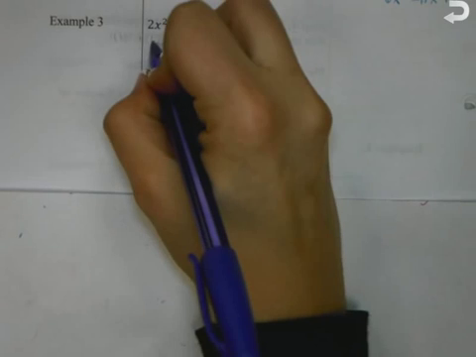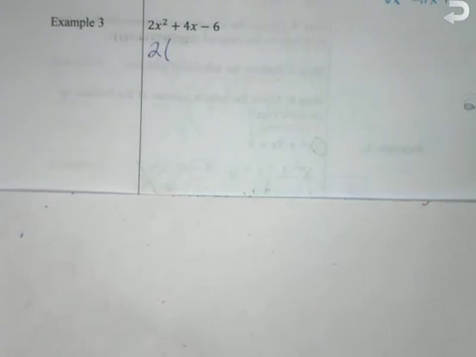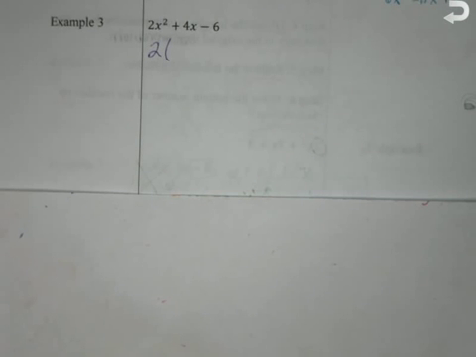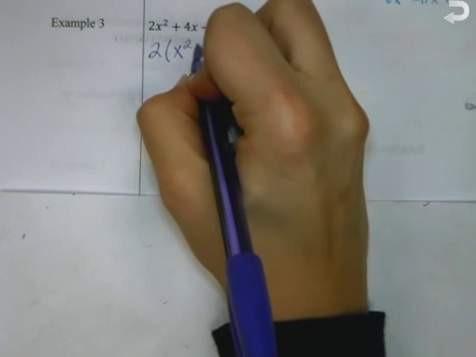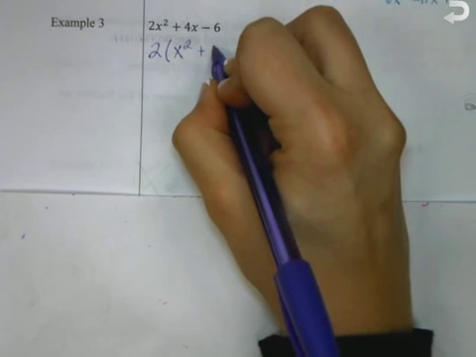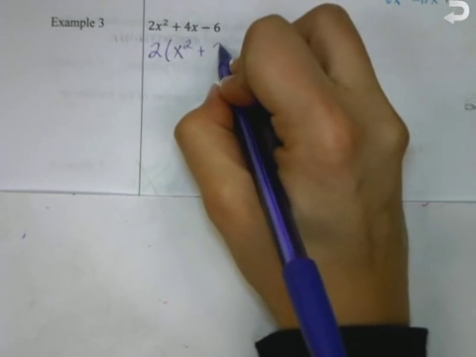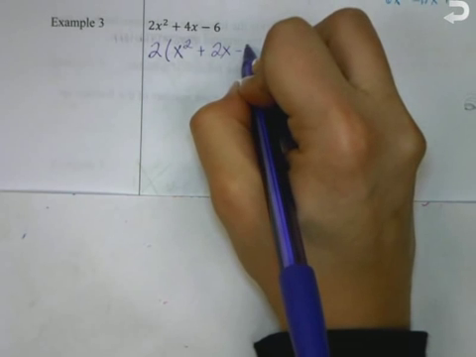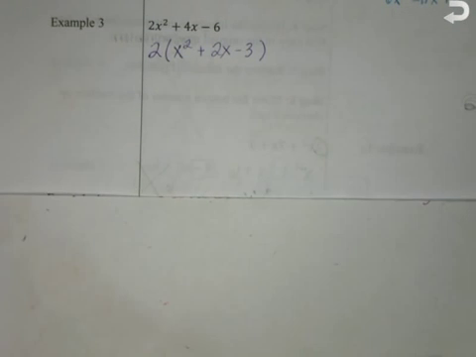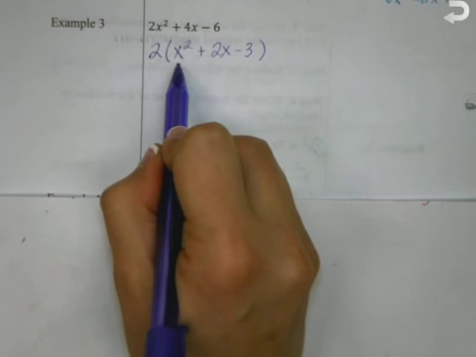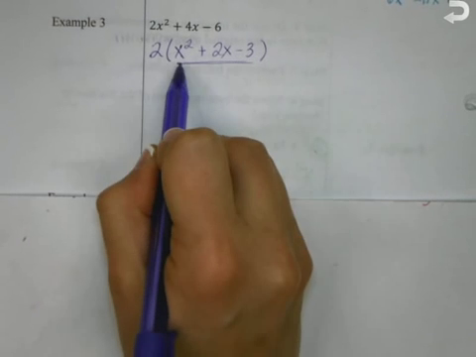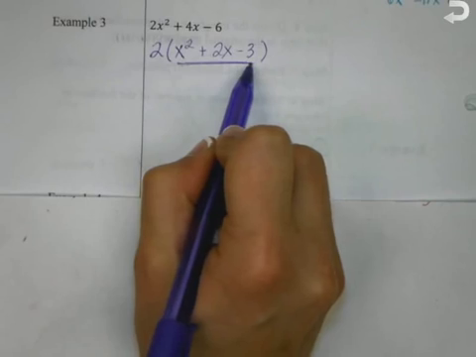If I factor out a 2, what's left inside the parentheses? X squared plus, no, not 4, 2x minus 3. Okay, so we factored out a GCF. Look at this guy right here. Is that a bottoms-up problem? No, it's a what, Omar? A diamond method. So let's use the diamond method.